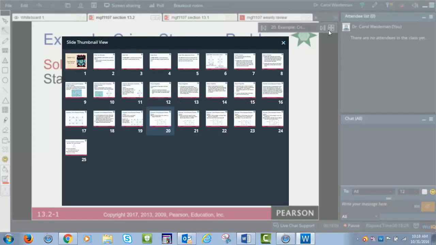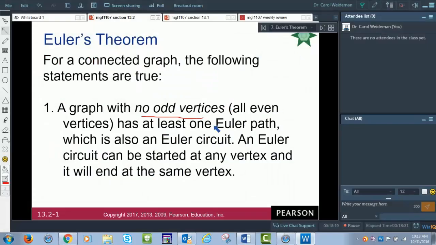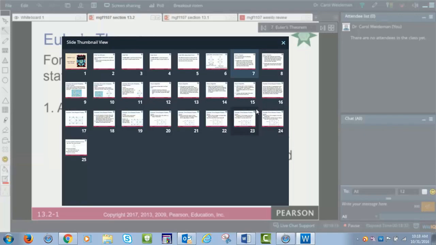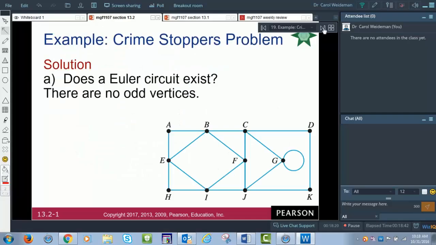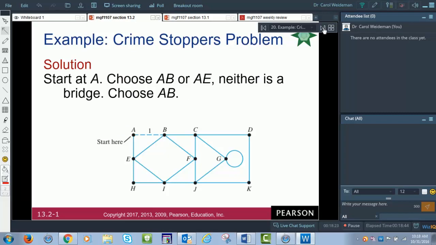And if you look back, let's go back to our theorem and take a look at item number 1, which was here. Has at least one Euler path, and it can start and stop at any vertex, and it will end at the same vertex. So that's exactly what we want to do. So on the next slide, when I pick a place to start, I could start anywhere because there are no odd vertices. All right, so they're going to start here, and here's the numbering pattern that they're going to do.